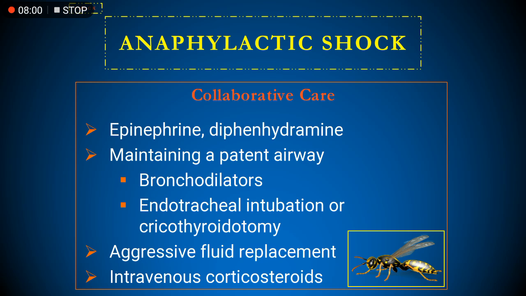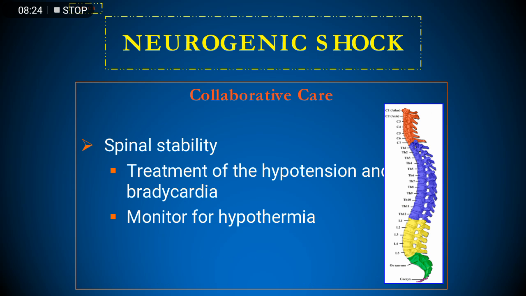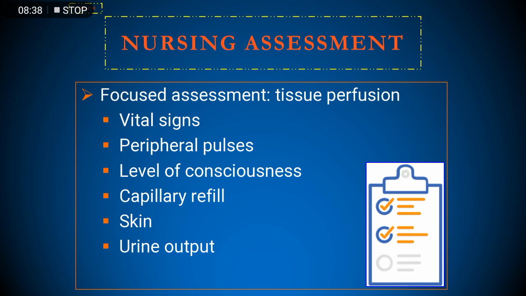It is also important to give epinephrine or diphenhydramine for anaphylactic shock, as well as ensuring maintenance of airway patency through bronchodilators or invasive endotracheal tube intubation. Fluid administration must be started, and then administration of IV corticosteroids. For the neurogenic shock, it is important to focus on the spinal stability by treating hypotension and bradycardia and monitoring for hypothermia.